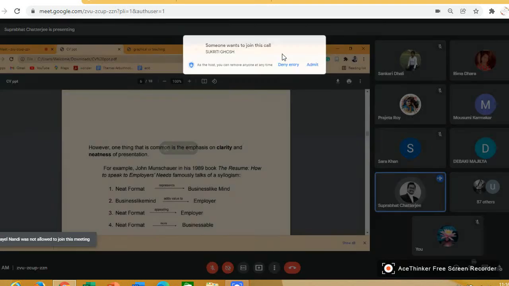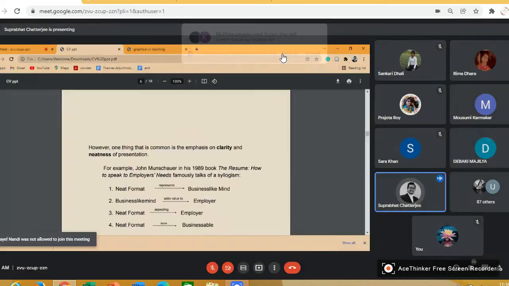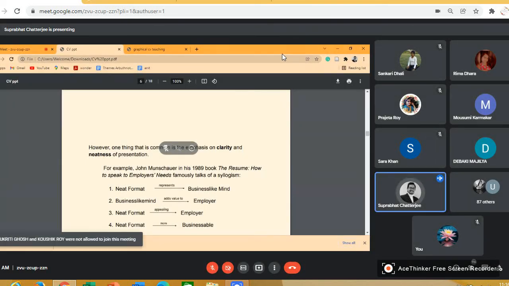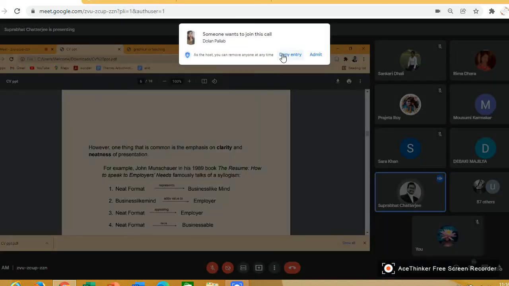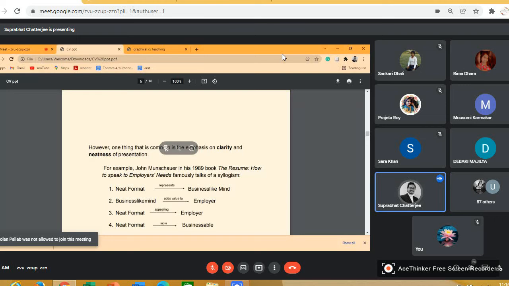So here once again I have a backup from a 1989 book by John Mashur. The name of the book is The Resume: How to Speak to Employers' Needs. And there he famously talks of a syllogism. And what is that? দেখো, চারটে পয়েন্ট উনি বলছেন, how he is connecting the first to the last. First point উনি বলছেন, the neat format is a clear format. It represents that the candidate is having a business-like mind.